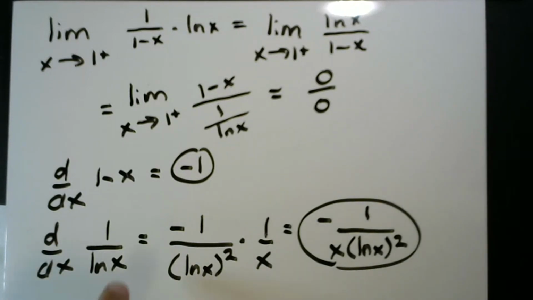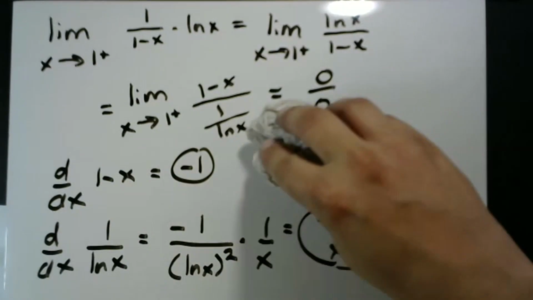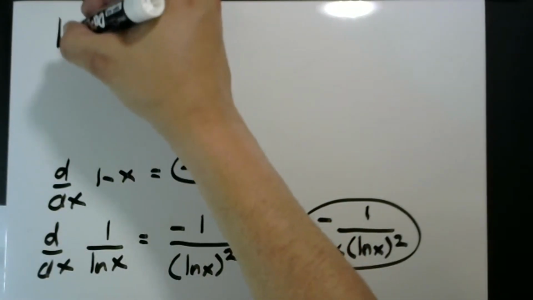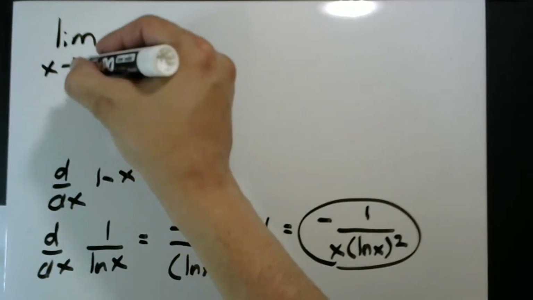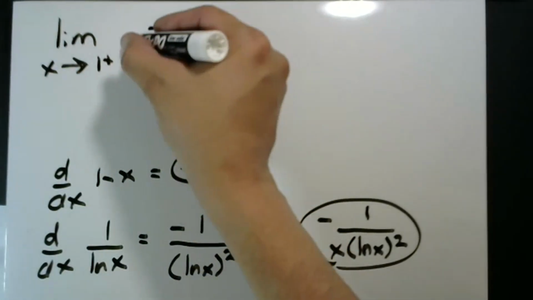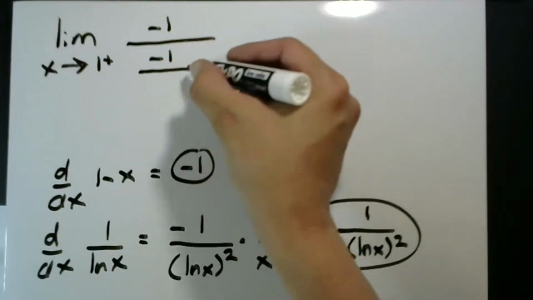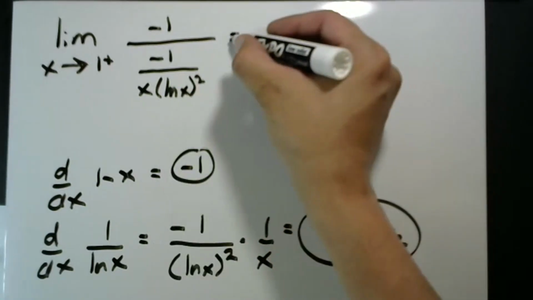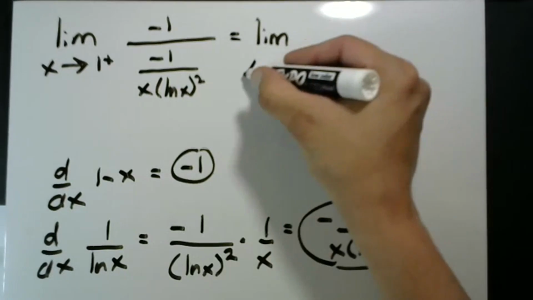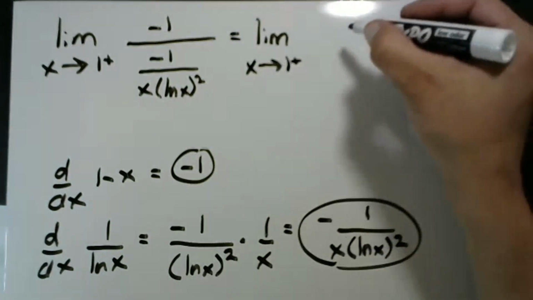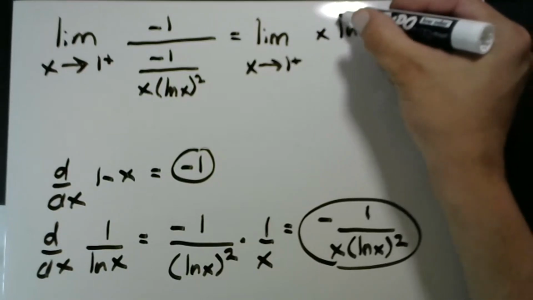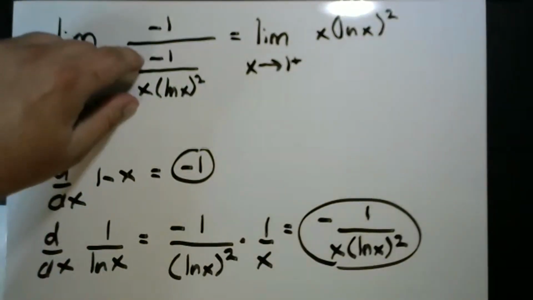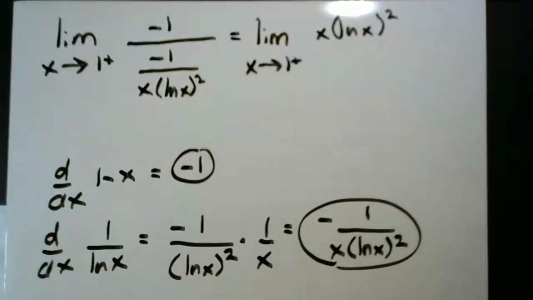So now we're going to take the limit with our new numerator and our new denominator. Negative 1 over negative 1 over x ln of x squared, or this will just become x ln of x squared once you simplify this. The negatives will cancel out. This will flip, and we're going to get this.